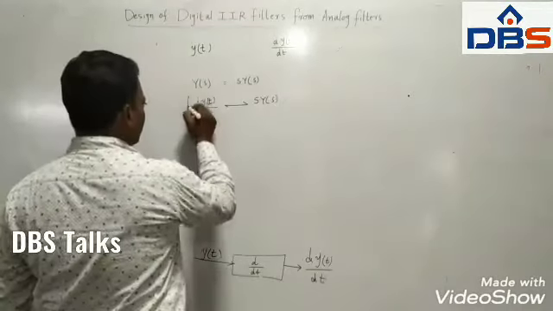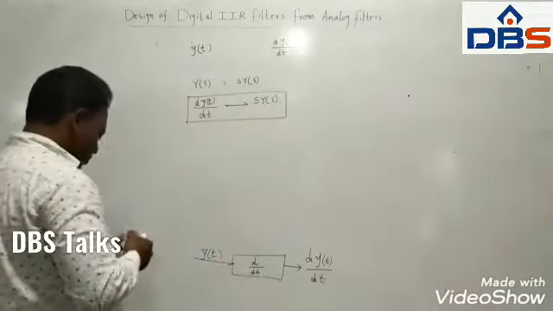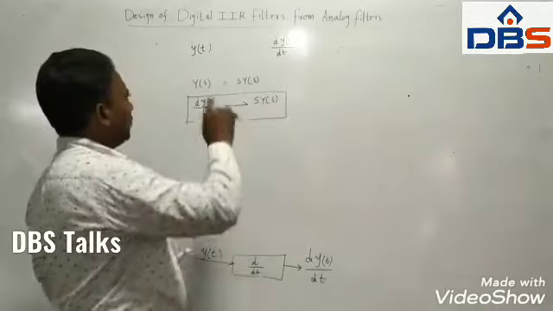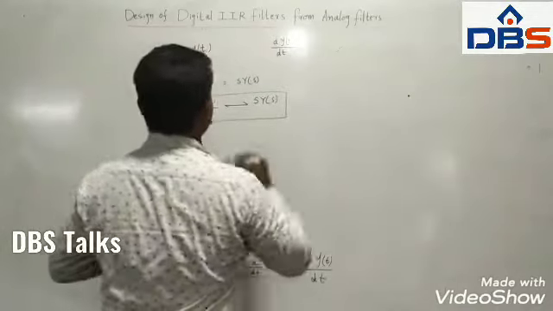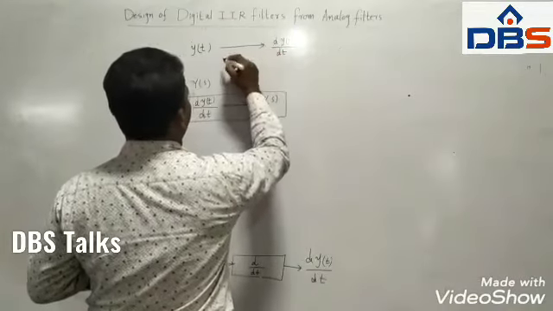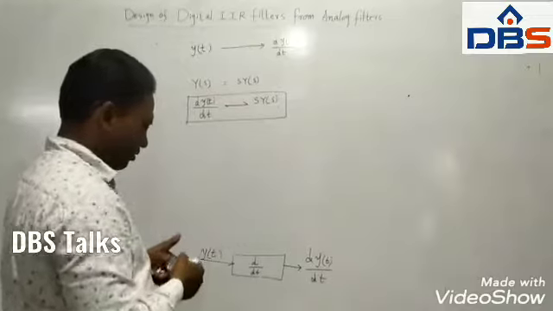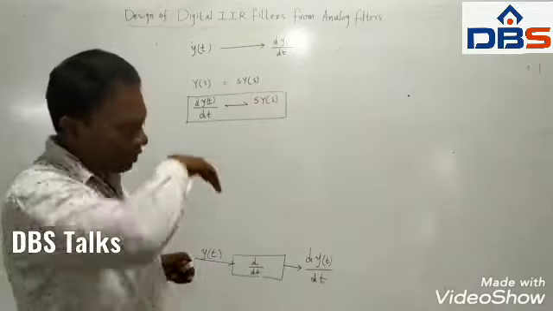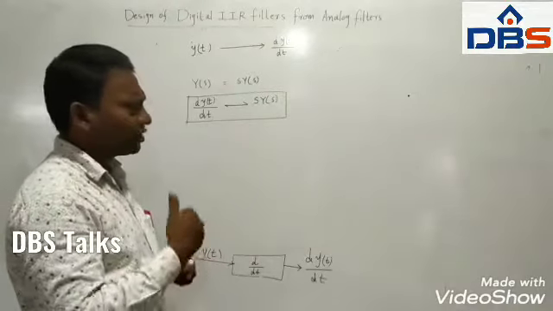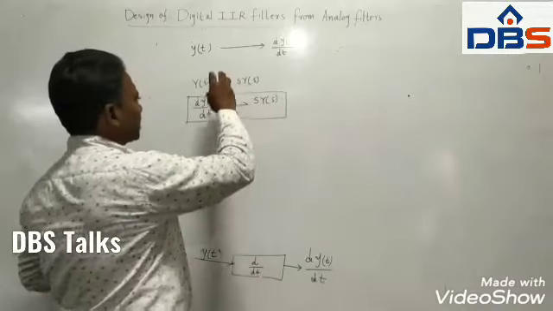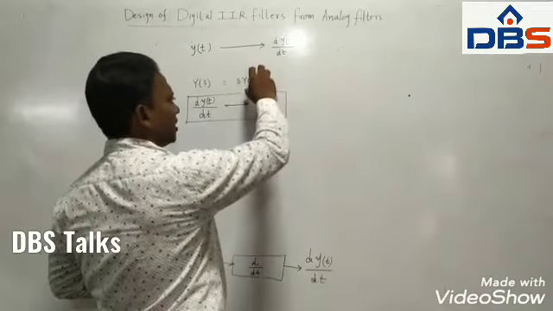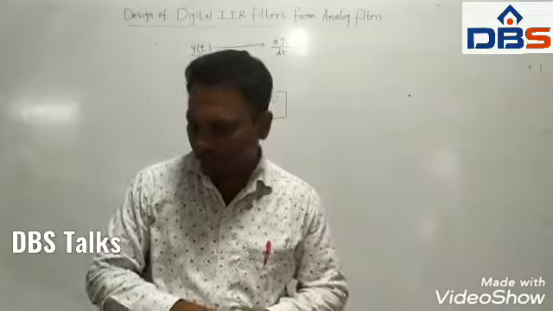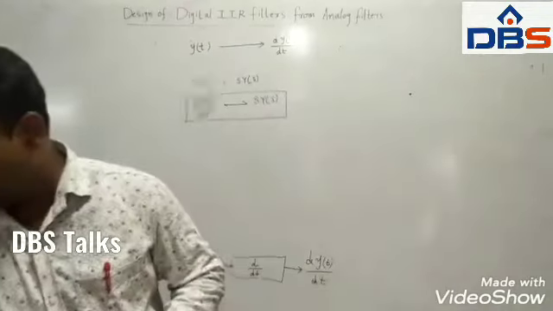So if you want to change a time domain to a frequency domain, we use the Laplace transform. The point to understand is that y(t) is a time domain signal and Y(s) is a frequency domain signal, which means we are changing from the analog time domain to the analog frequency domain. But now we have to change this analog filter frequency domain function into the digital or discrete domain. For that, we generally use the Z transform technique.